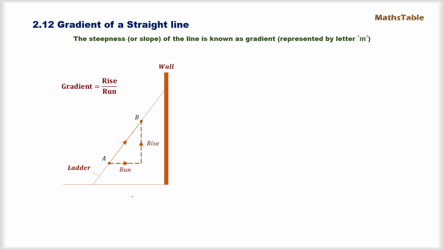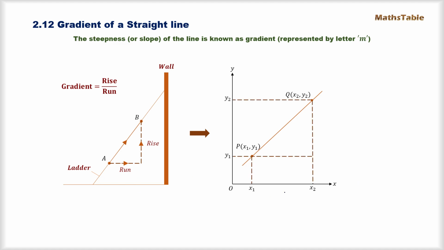Now we can extend this idea towards a graph of a straight line which is drawn on a coordinate grid. Suppose that we have this straight line passing through 2 points P and Q with coordinates (x1, y1) and (x2, y2) respectively, and we need to find out the gradient of this line segment. To do this, we can apply the same method as we did with the ladder, that we calculate the two distances. One is the vertical distance, rise, which is in this case the difference in the y coordinates of these 2 points, and the horizontal run, which is the difference between the x coordinates of these 2 points.